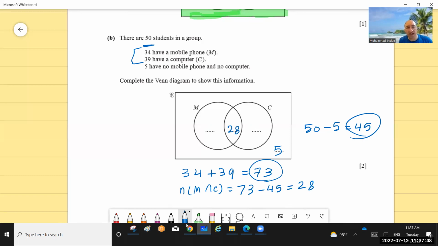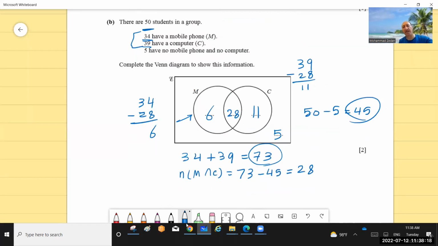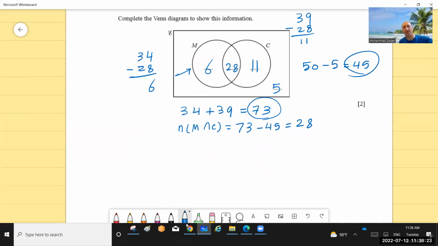You can complete the set M, which has 34. This set M must be 34, so this part is 34 minus 28, which gives 6. And the set C is 39, so 39 minus 28 gives 11. This part must be 11. Another way is to assume x is the intersection part, then 34 minus x and 39 minus x, and solve it as an equation. You'll get the same answer.